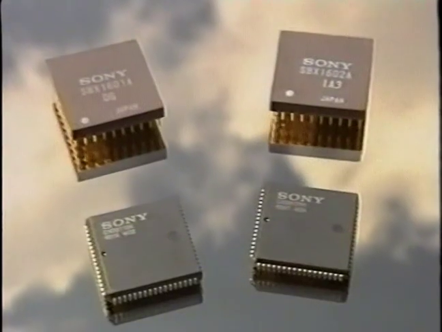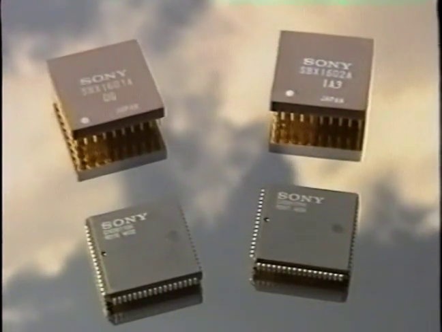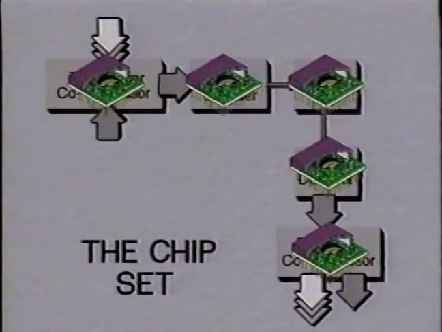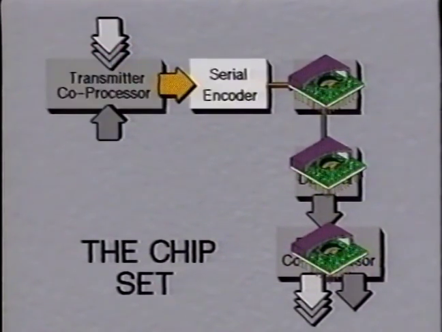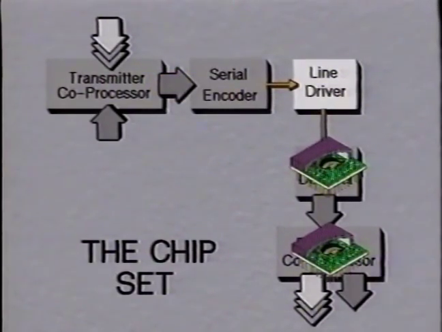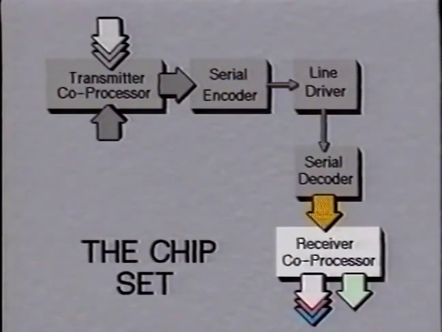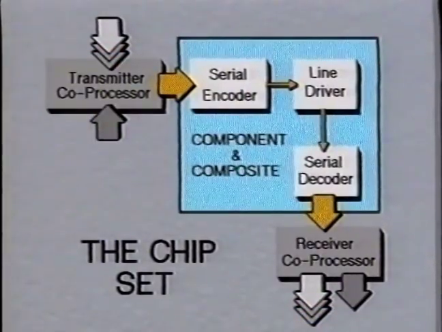Sony has produced a chipset which incorporates all the features we have mentioned. The multiplexing and addition of ancillary data and TRS signals is called a coprocessor, and the next stage a serial encoder. The third is a line driver. On the receiving side there is a serial decoder and finally a receiver coprocessor. It is only the coprocessors which are different for composite transmission. So at the heart of the system there are 3 common chips.